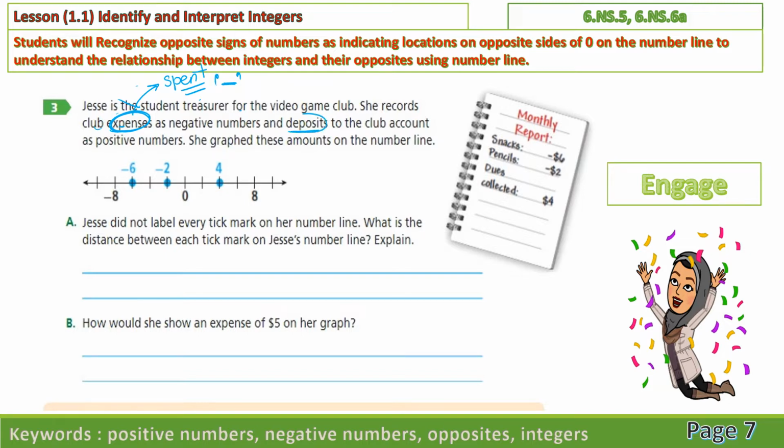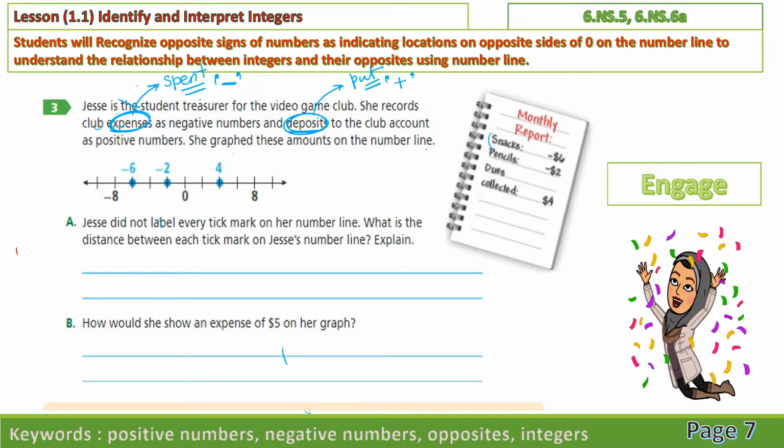And deposits. Deposits means that you put something in your bank, right? So it means when you get something or put something, you will have to show these words by a positive sign. Now she graphed these amounts on the number line. Look at this number line. -6 is here. She graphed -6. Also she graphed -2 and the rest she graphed now 4.